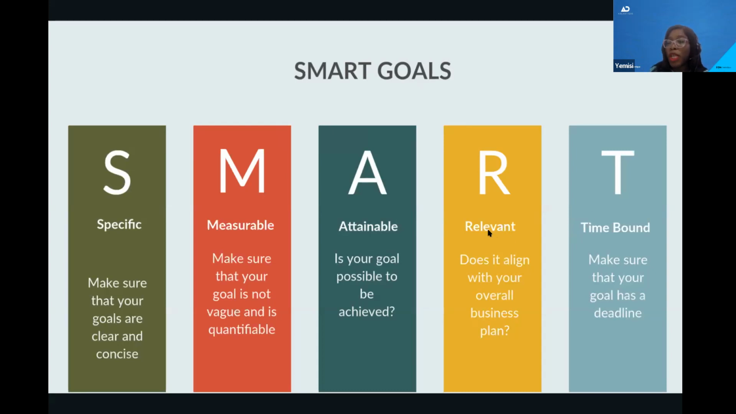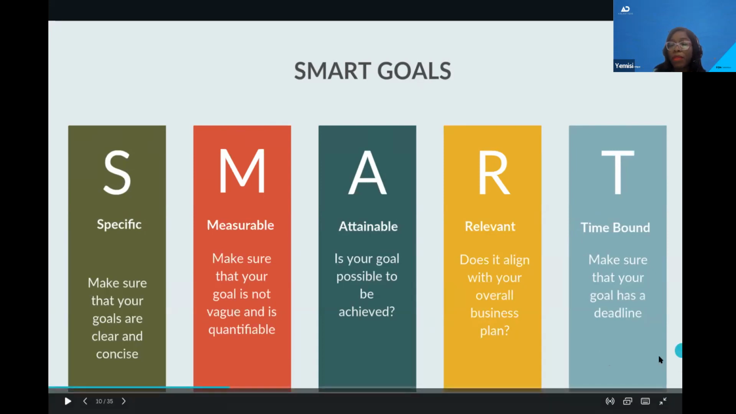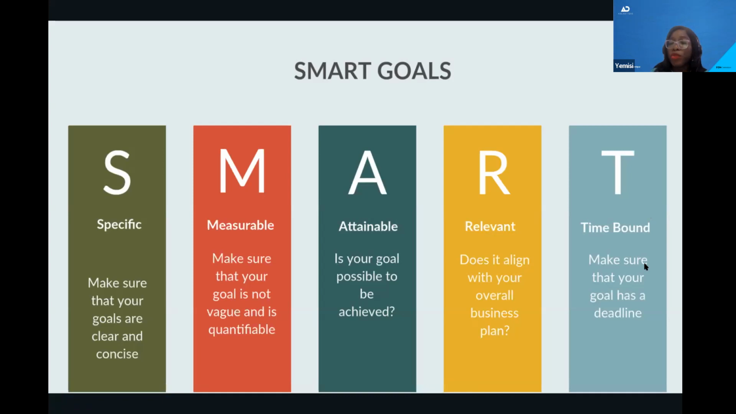You also want to ensure that your goal is time-bound. Okay, a goal that is not time-bound is as good as a wish. I want to make this. It's just a wish. But to make your goal very concise and very real to even you as a business owner, it's good that you make it time-bound. Let's have a deadline. Let me have a time stamp to it, so that it is more real to you and you would be able to attain it.